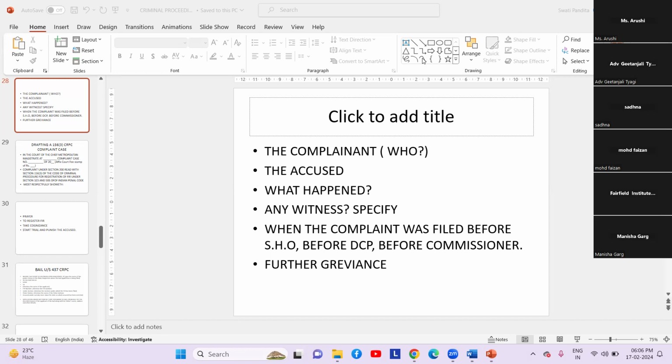Again, you will write the prayer to register, and what your prayer will include is to register FIR, take cognizance, trial. You will also write about the jurisdiction of that court, and that court is good to go with it. This is how we work, and the whole process of investigation will start on the instance of the magistrate. The magistrate will take the cognizance. That magistrate will look forward how to do that.